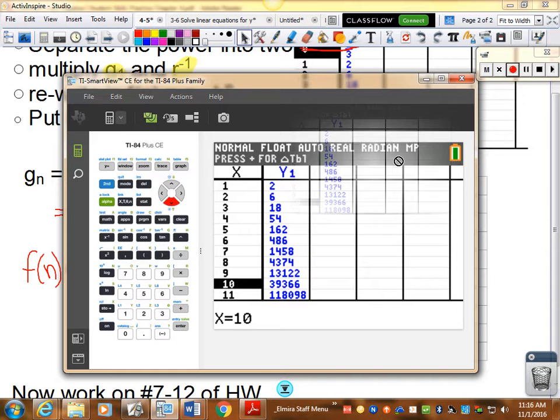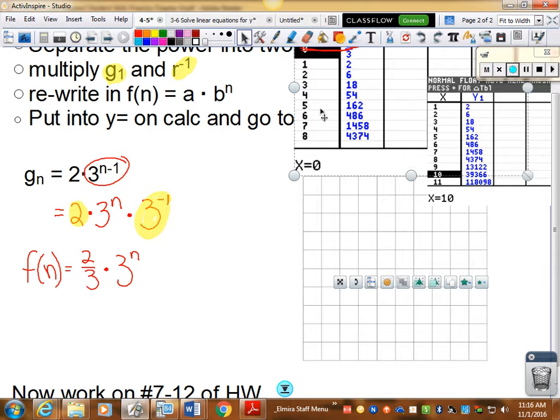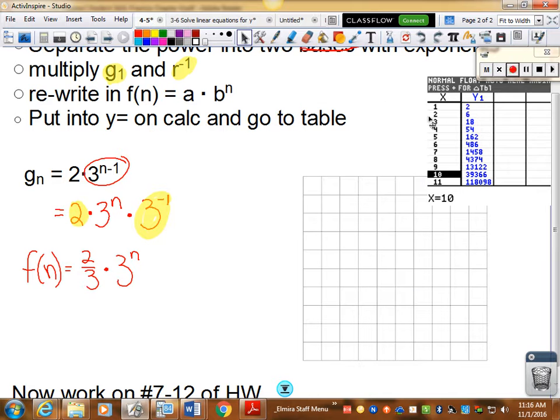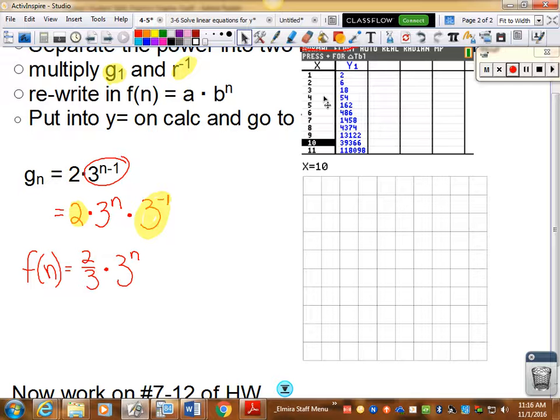Here we go. Let's pull this one out instead. Okay, there we go. That's better. Okay, we don't have any negatives in this, so that's good. All right, so 0, 1, 2, 3, 4, 5, 6, 7, 8, 9, 10. And our 10th term is 39,366.